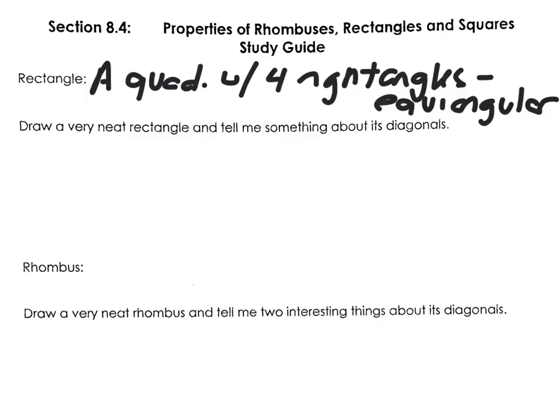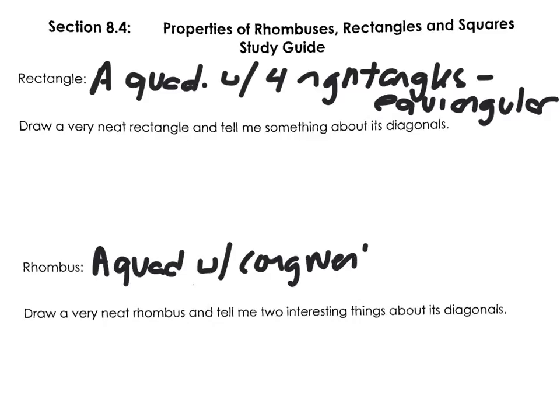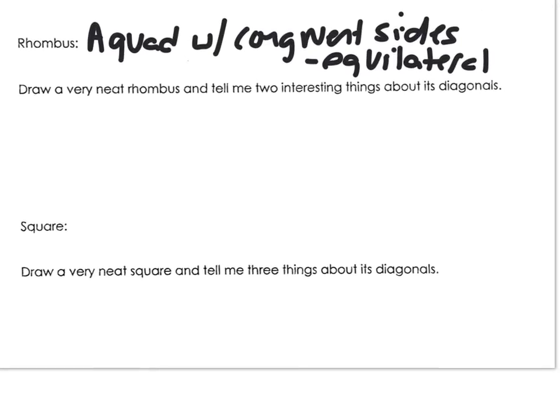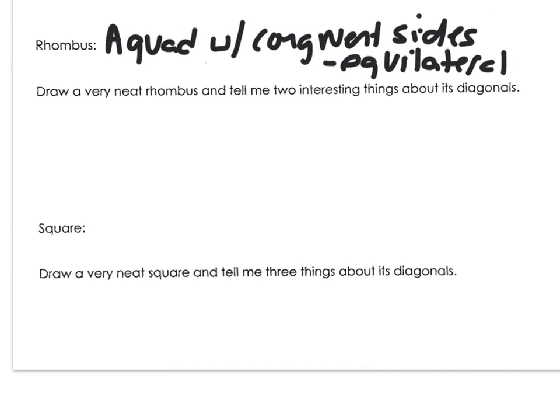I want to compare that. I'm going to jump down to the definition of a rhombus. So a rhombus, again, is a quadrilateral, but it's a quadrilateral, and I think most of you know this, with 4 congruent sides. In other words, it's equilateral. And when we talk about a square, well, a square is kind of the combo of both. It's a regular quadrilateral. It's got equal angles and equal sides.